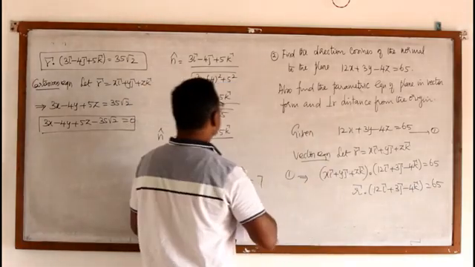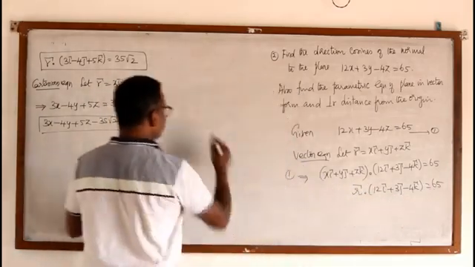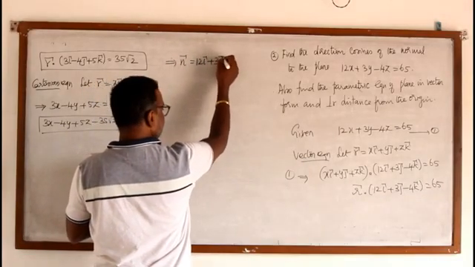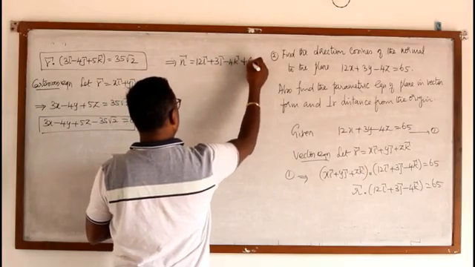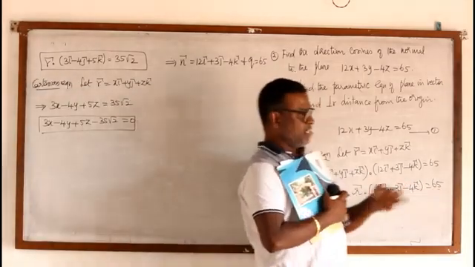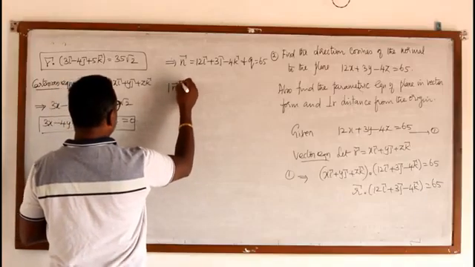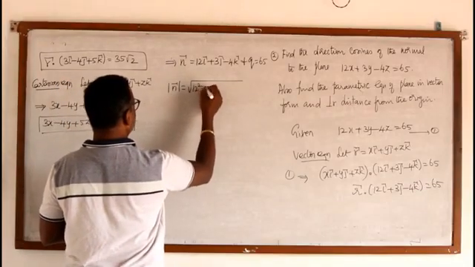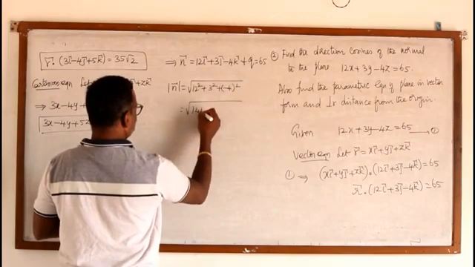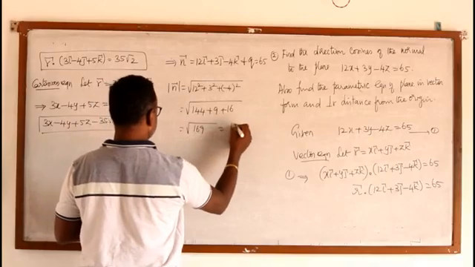This is of the form r dot n equal to q, isn't it? Therefore n vector is 12i plus 3j minus 4k and q equal to 65. So this 65 is not the perpendicular distance from the origin. So let me find the normal vector. Therefore, modulus of n vector is root of 12 square plus 3 square plus minus 4 the whole square. It is 144 plus 9 plus 16. Is it not 169? That is 13.